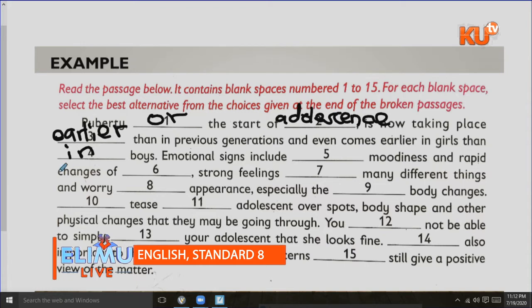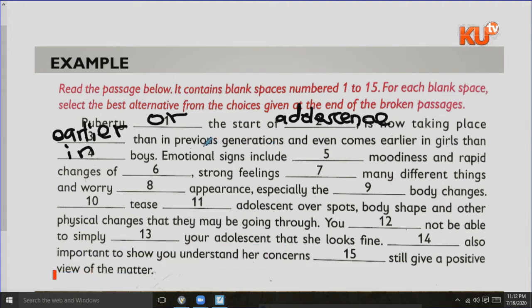Is now taking place dash than in previous generations. The choices are: dash than is taking place, later than, is taking place earlier than, is taking place latest than, is taking place earliest than. Than tells you that it is comparative, so it will not be latest and it will not be earliest. You rule them out. Then you're given a distractor there, which is later. Now, you have to think. Now, there it requires logic.